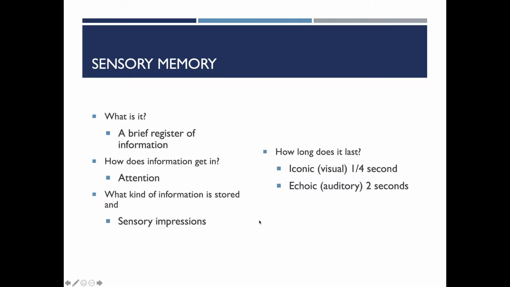Sensory memory is a relatively brief register of information. It lasts a quarter of a second for visual sensations. These are called iconic memories. Just like on your computer, you have icons that are visual symbols that let you know if you click here, you open a Word program, or you open up PowerPoint or Facebook or something like that. Visual memories last a quarter of a second.